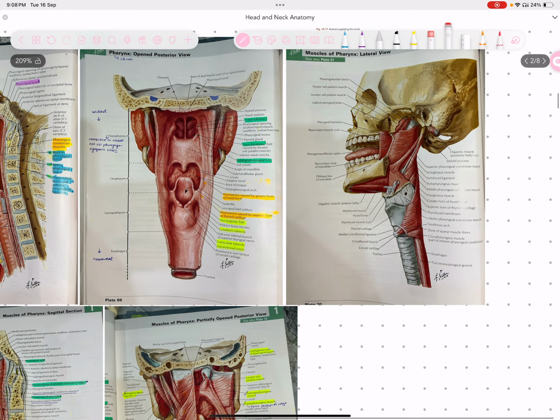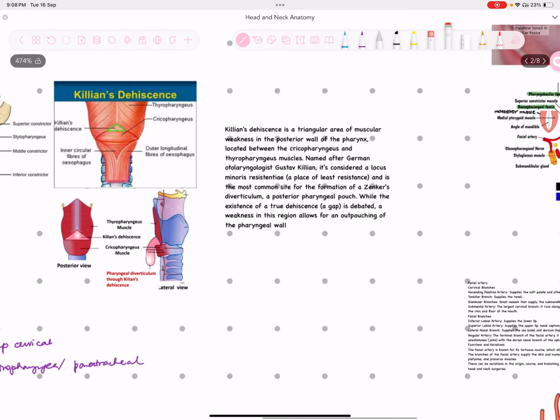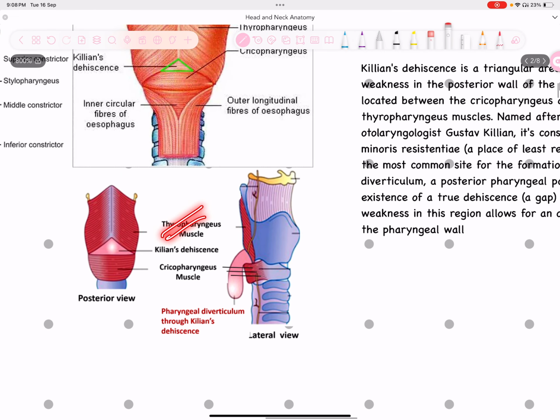Now, the Killian dehiscence is the area on the posterior pharyngeal wall between the upper propulsive part of the inferior constrictor and the lower sphincter part of the inferior constrictor. Upper propulsive part, the thyropharyngeus, and the lower sphincter part, which is the cricopharyngeus. So between that, there's this area. That area is known as the Killian dehiscence, right? So upper propulsive part and the lower constrictor part.